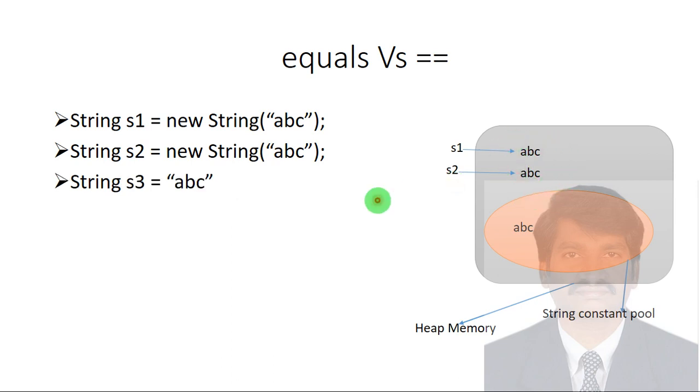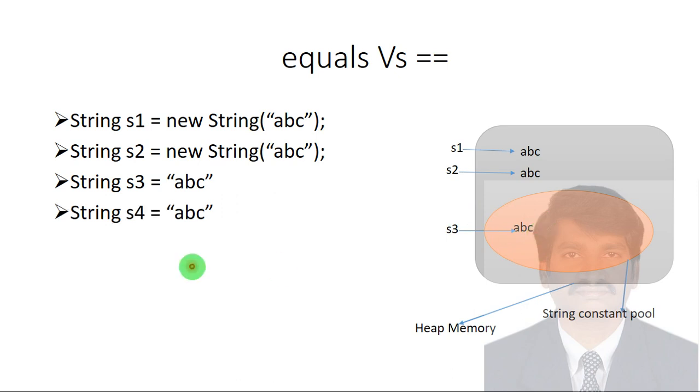But now I will show you how this will work with literals. When we say string s3 is equal to "abc", it will check whether the object is present with this content or not. In this case, yes, the object is present. It will not create the new object. The reference will point to the existing object.